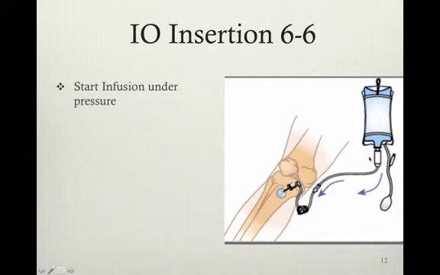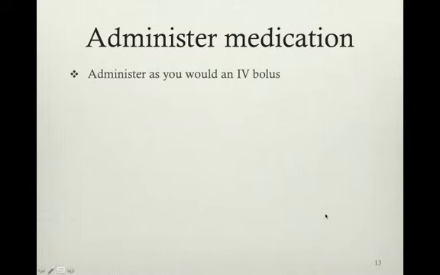Now, most of the time, the easiest way to remember this pressure infusion is to blow this thing up until you hit the green. Most of them have a color coding, which is about 200 millimeters of mercury on this. Have enough pressure to actually push any of your medication via bolus in through the bone and into the central circulation. Administering medications. Administer medications as you would through an IV bolus on the IO.